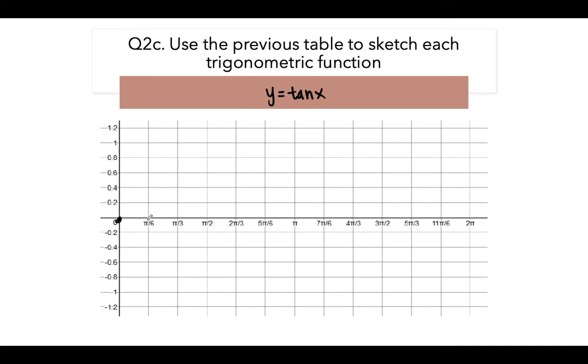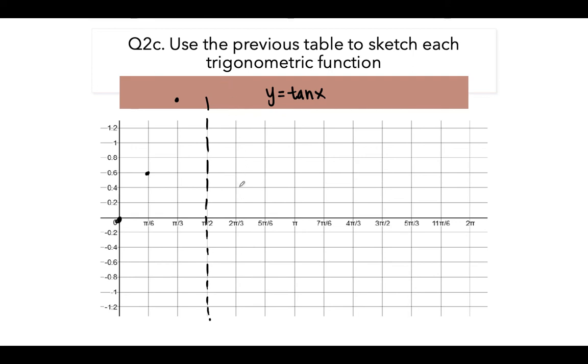It's 0. And then 0. So pi over 6 is going to be 0.6. Pi over 3 is going to be 1.7. So it's all the way up here. And then pi over 2, it's undefined. So what it means by undefined is that we have a vertical asymptote at pi over 2. So that's why you don't get any value for output for tangent at 90 degrees.